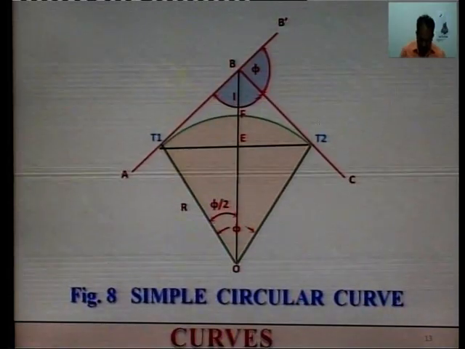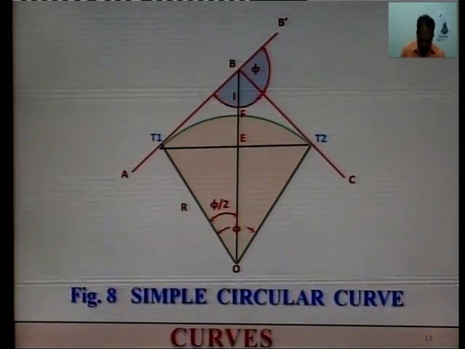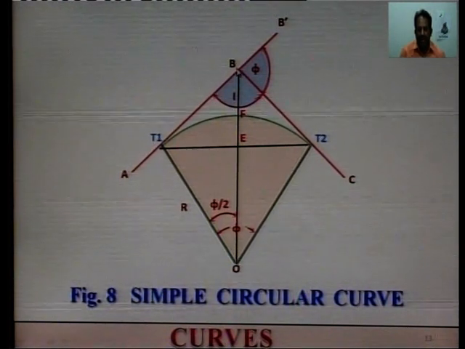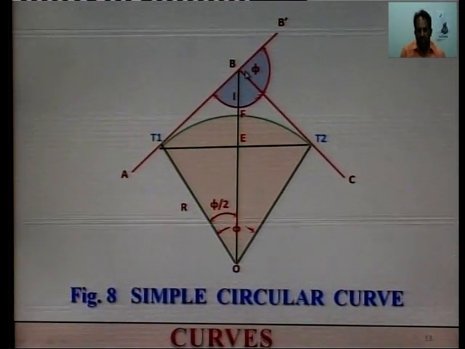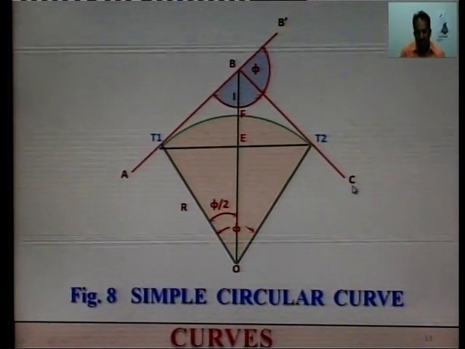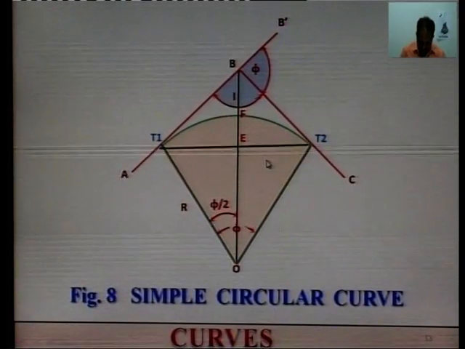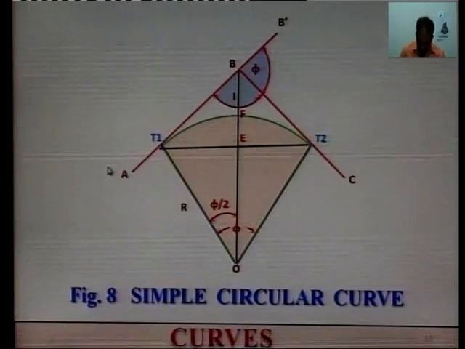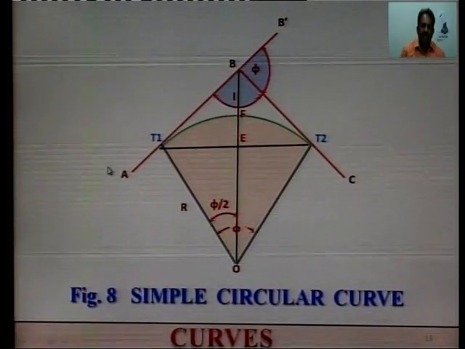When the curve deflects to the right side of the progress of the survey, that is when we are moving from A to B and the curve deflects to the right side of the path, it is called a right-handed curve, and when it deflects to the left, it is called a left-handed curve.